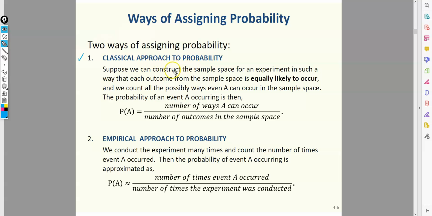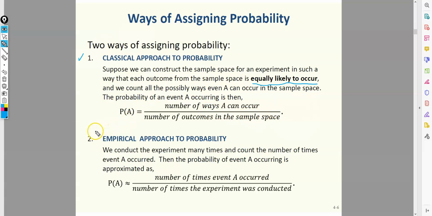In that technique, we assume that we can construct the sample space for an experiment in such a way that each outcome from that sample space is equally likely to occur. That's very important. And we also count all the possible ways that event A can occur in the sample space. Then the probability of event A occurring is defined to be the number of ways A can occur divided by the number of outcomes in the sample space that you constructed. So that's the first technique.